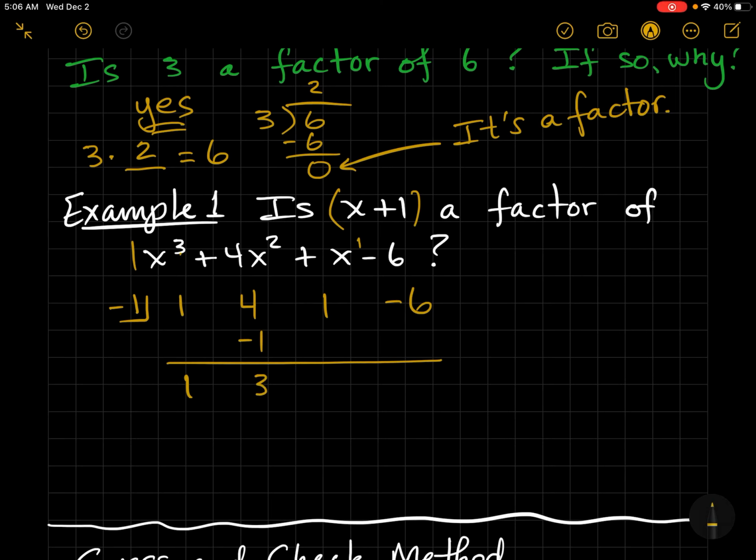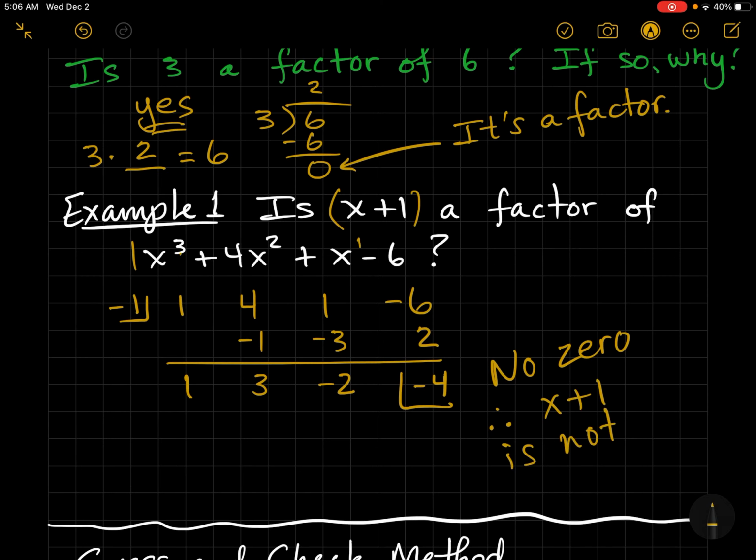So bring the first one down, multiply, add, multiply, add, multiply. That is not 0. Not 0. Therefore, x plus 1 is not a factor of this polynomial.